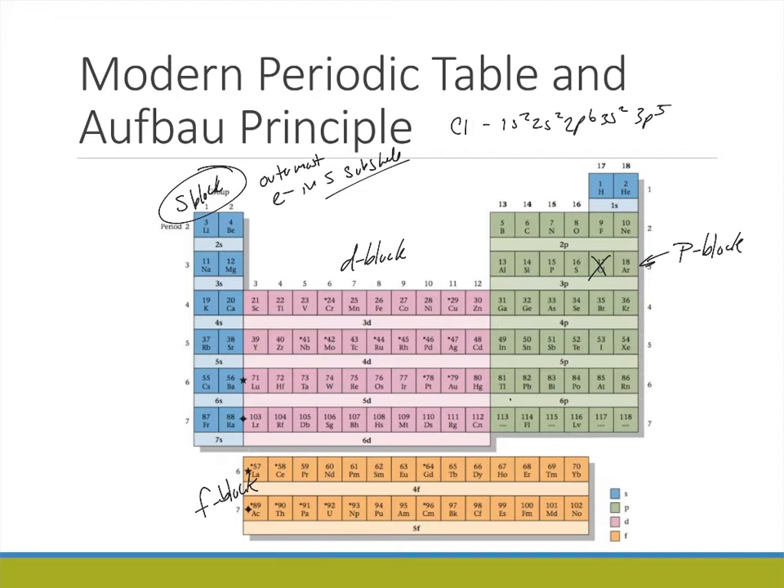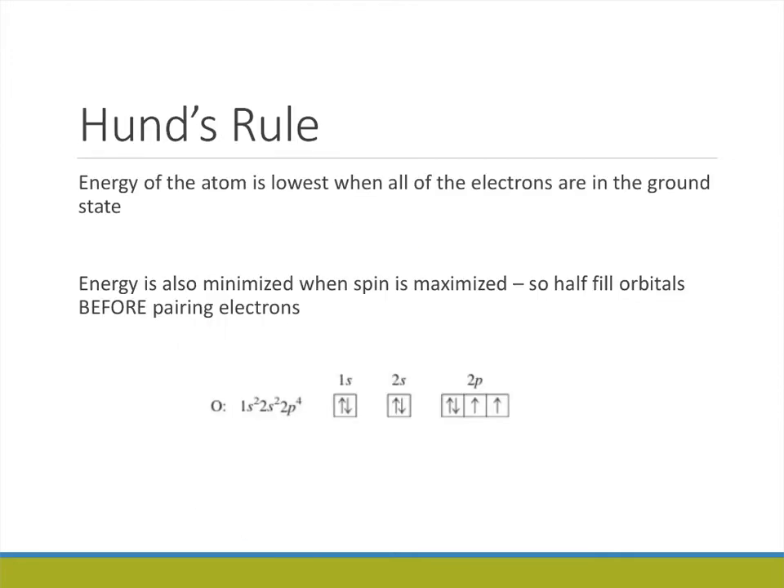And we can do that for any of these elements. It just happens to work out perfectly that that is how the table is set up. We also have something else that happens. We have what we call Hund's rule.